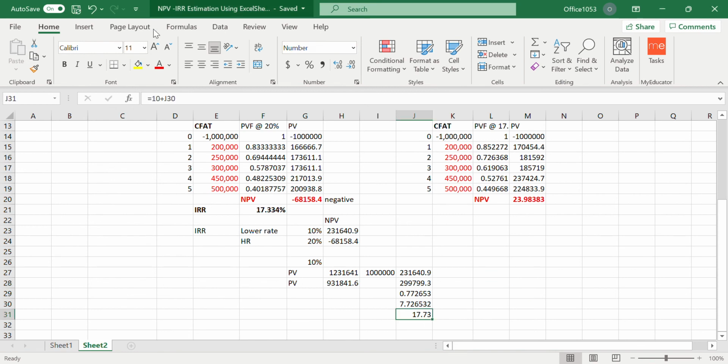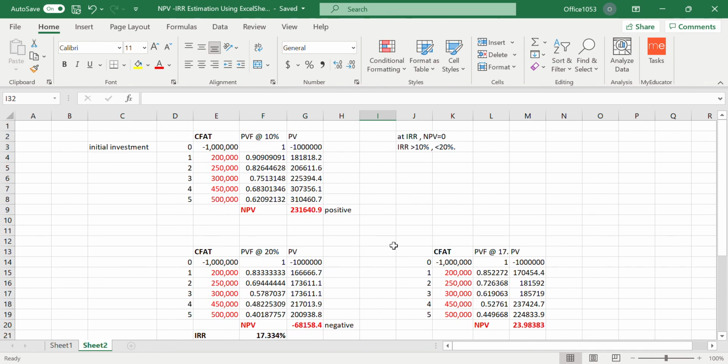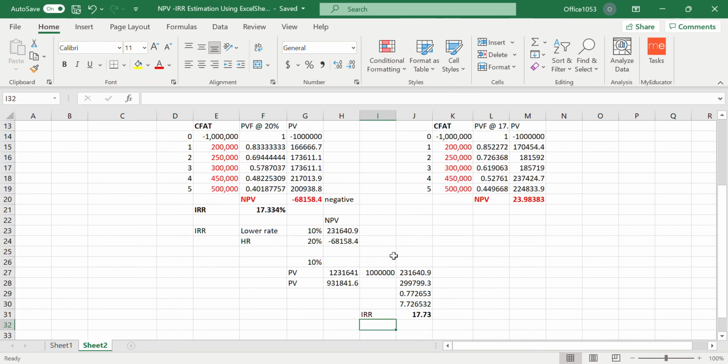So this is the IRR by the interpolation method, 17.73%. To understand the interpolation method, you need to go back to the video that we discussed previously, how to calculate the IRR through interpolation. But this is an approximation method. So the direct method says the IRR is 17.33, but the interpolation method says IRR is 17.73.